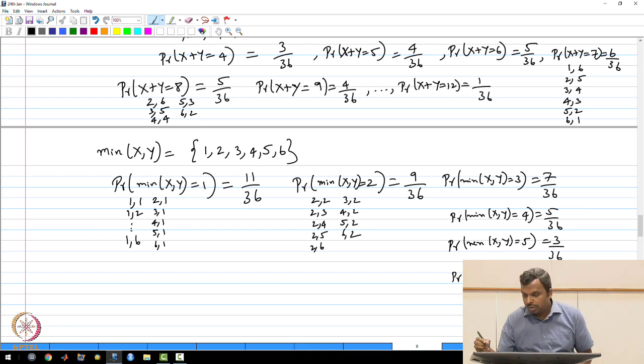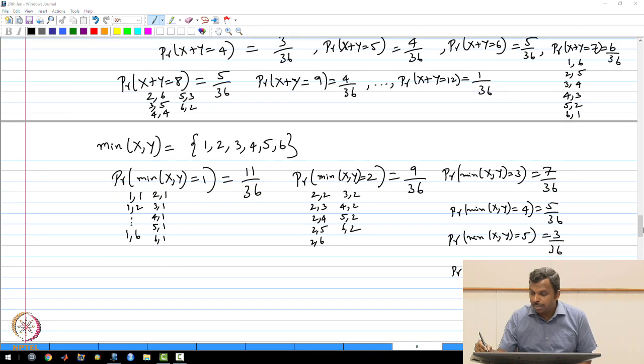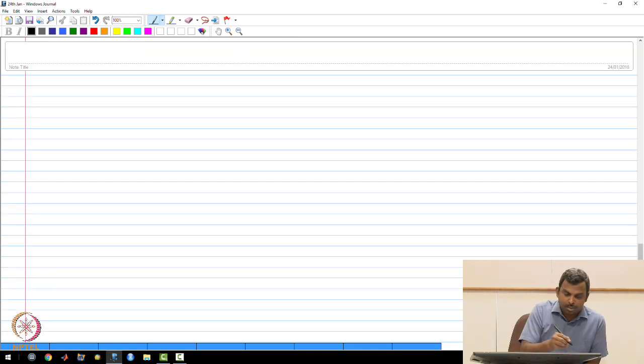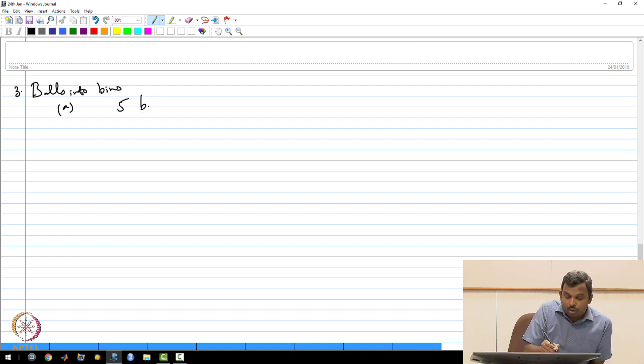Okay. So the final couple of examples I'm going to do are slightly more complicated. This is the third example I'm going to do. I will look at balls into bins. So the first case we'll consider is, let's say we are throwing 5 balls into 2 bins. Okay, there are only 2 bins.